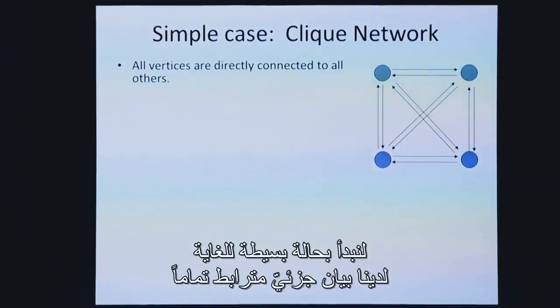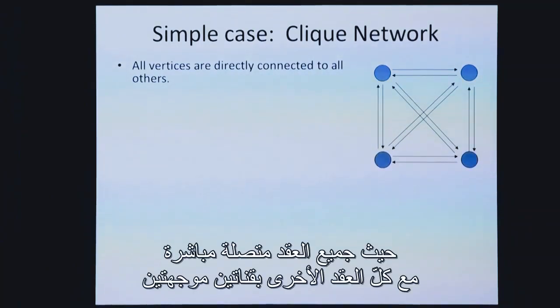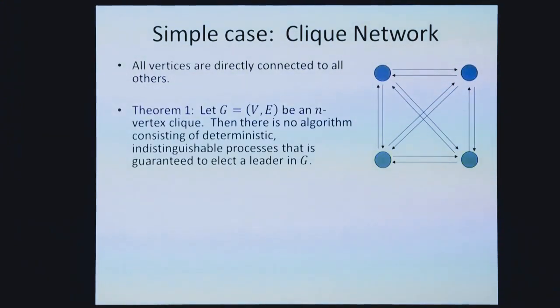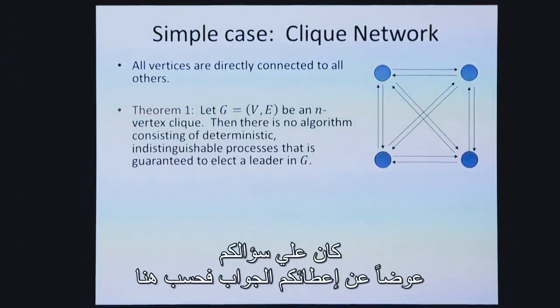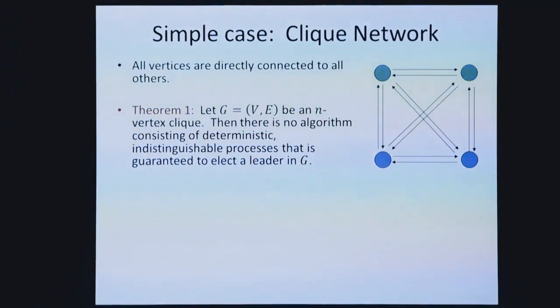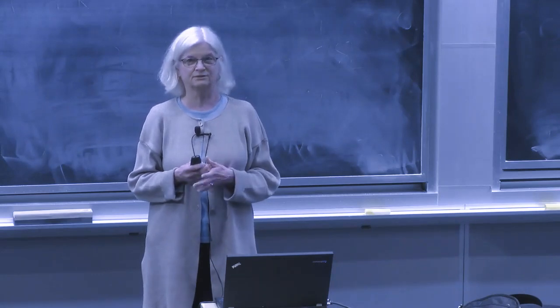All right, so let's start out with a very simple case. You have a clique, where all the vertices are directly connected to all the other vertices with two directional channels. And the processes are identical. I should have asked you instead of just giving you the answer here, but are they able to elect a leader? This theorem says that in general that's impossible. It's not possible.